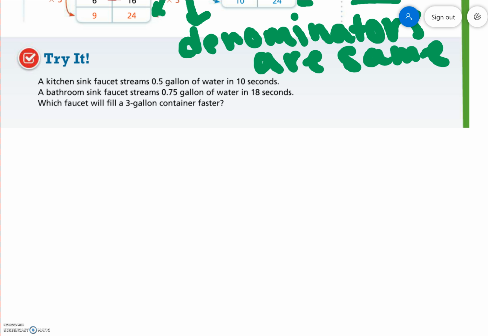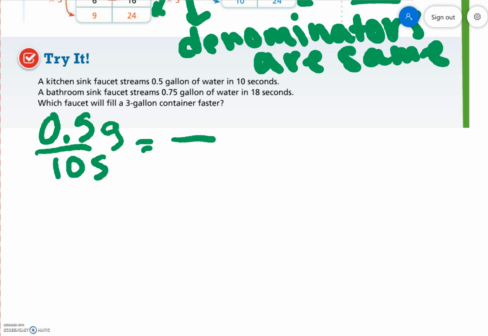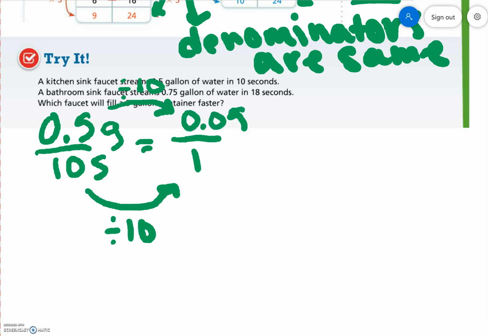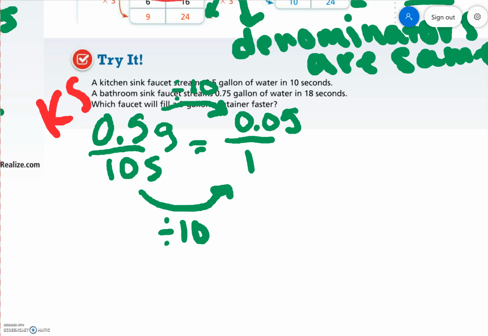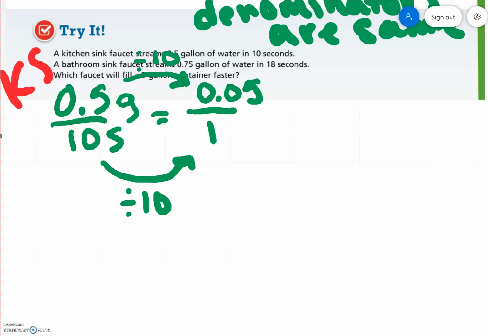Well, let's find the unit rate. So we have 0.5 gallons in 10 seconds. We want to find the unit rate, so I know I want it to be 1. So I'm going to divide this by 10. 0.5 divided by 10 is 0.05. So in 1 second, the kitchen sink fills up 0.05 gallons.